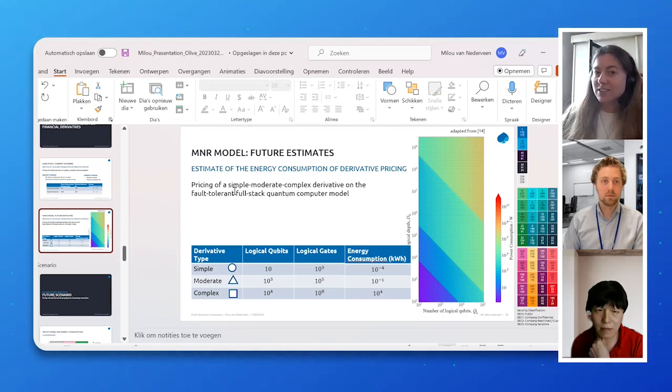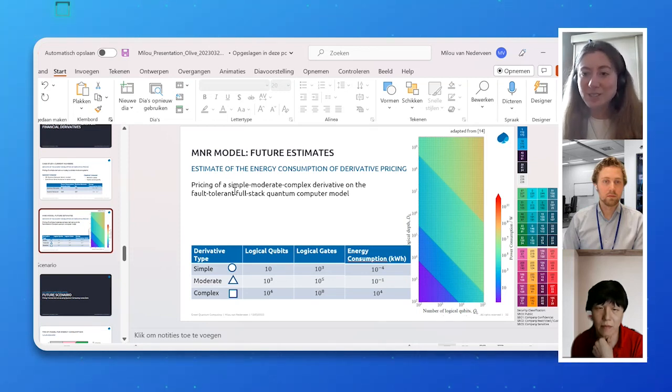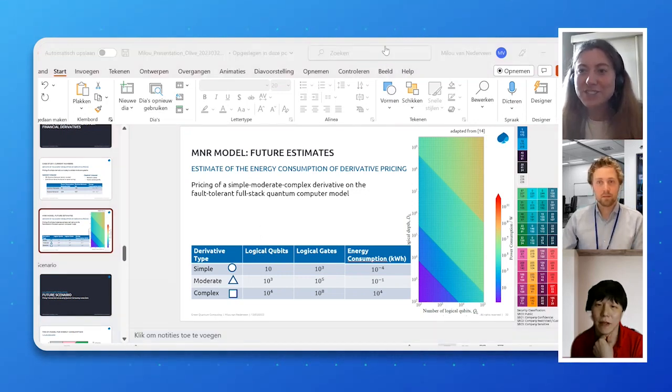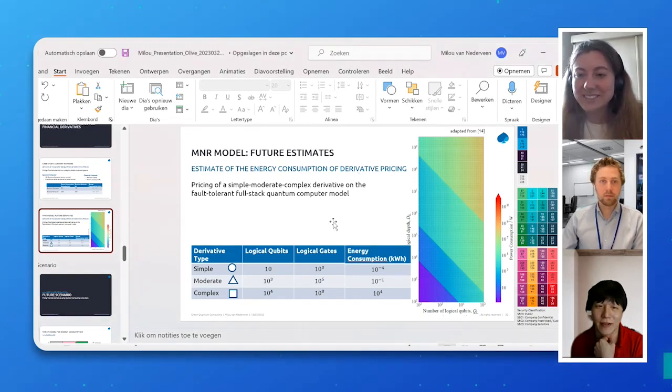What's the case here is that those derivatives are also very easy to compute on a classical computer. So the most interesting is really those complex derivatives that require also a lot of qubits and gates, but are still expected to be more energy efficient and have a very high speed up compared to how this is classically done. Okay, that's brilliant. So these are some numbers. Yeah. Okay, that gives a good idea.